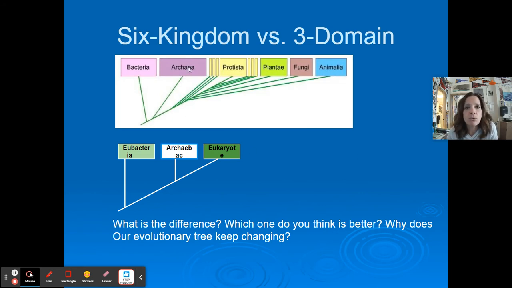So, six kingdoms versus the three domains. This is how we group organisms in the world. So the kingdoms are right here. You have bacteria, archaea bacteria, protists, which is like the paramecium and amoeba, plants, fungi, and animalia. And then another way to group it is based on these three domains.